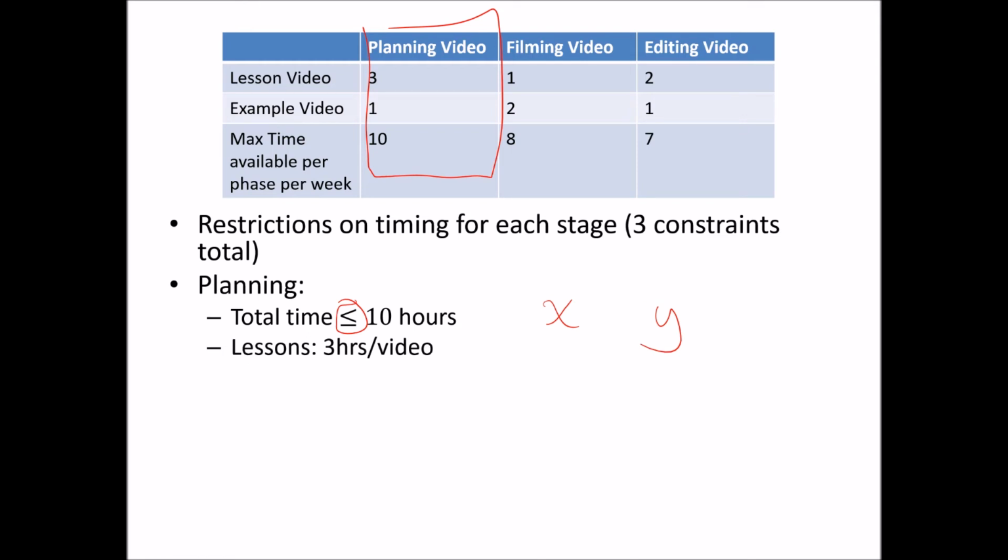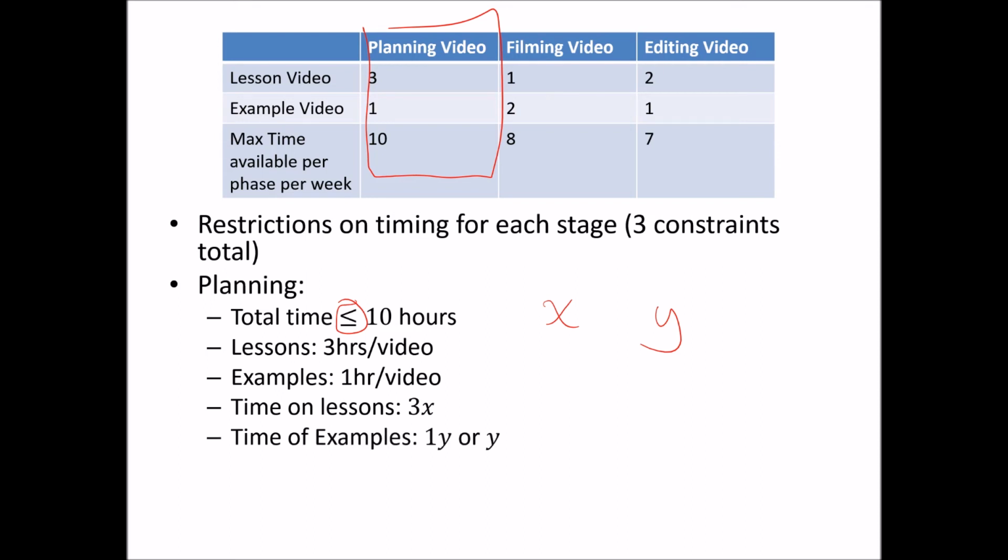So lesson videos, those take 3 hours for every video. So if I plan one lesson video, that takes 3 hours. If I plan 2 lesson videos, that's 6 hours, and so on. Examples are 1 hour per video. So the total amount of time that I spend on lessons is 3x hours. Because again, if x is 1, that's 3 hours spent planning. If x is 2, that's 6. If x is 3, that's 9, and so on.